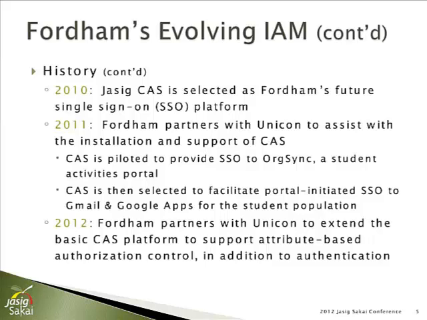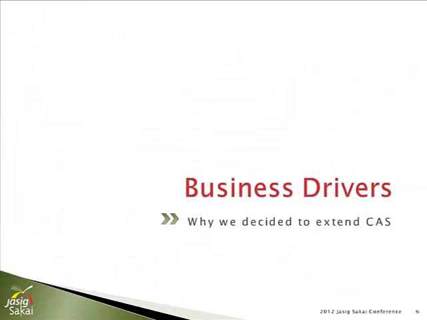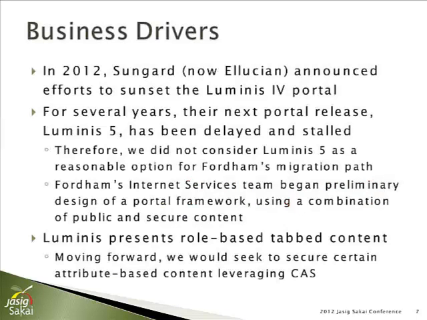So let's talk about why we made the decision: the business drivers. As I mentioned before, Lucian was rolling out their new Luminous portal, Luminous 5, and Luminous 4 is now on the docket to be sunset. So we have to be able to move across, and Luminous 4 was very, very integrated. Not a lot of flexibility, and that kind of limited our potential in using the portal for a lot of things that our user community wanted.